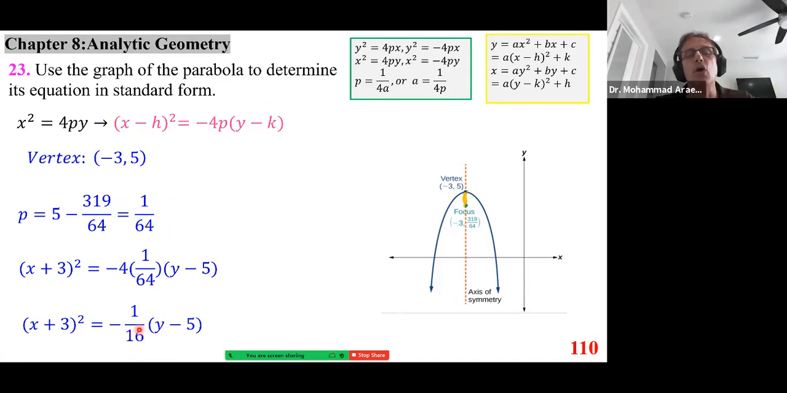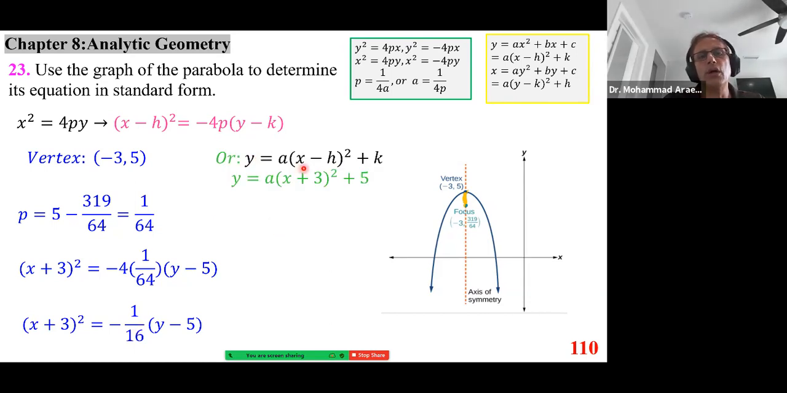It does the job. Or we can go with y equals a times x minus h quantity squared plus k. Remember, this is intermediate algebra. I want to remind you, if you want to go that route, this is the general form. Because h and k are given, we're going to go with that format. So we're going to replace h and k and we get this one. All we have to do is find a.